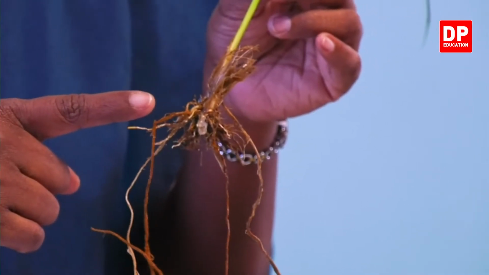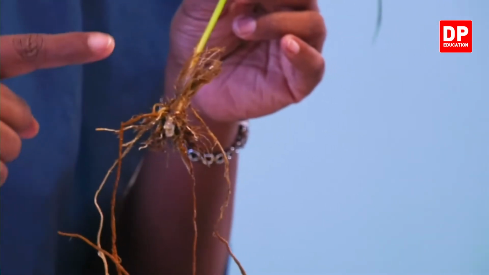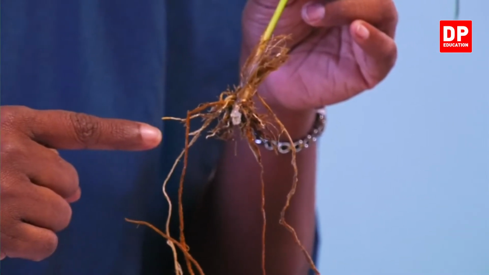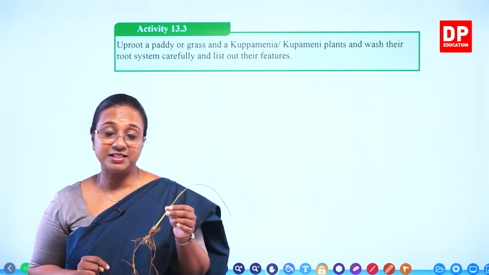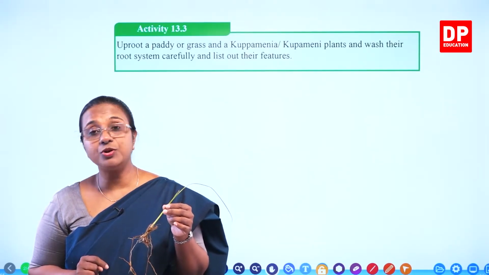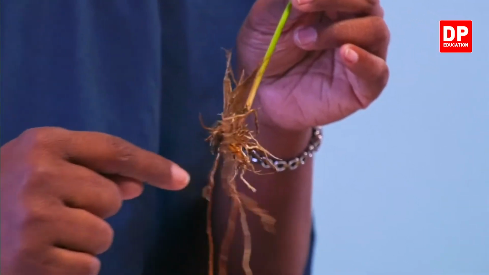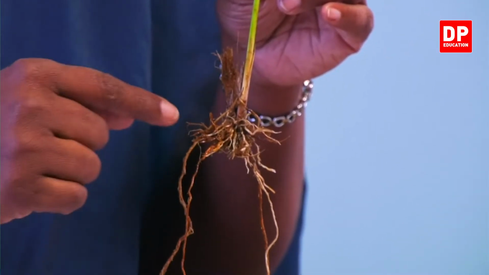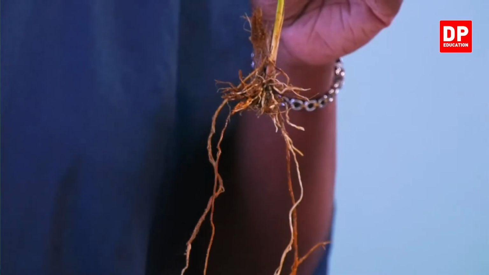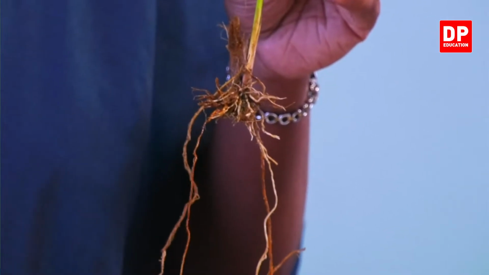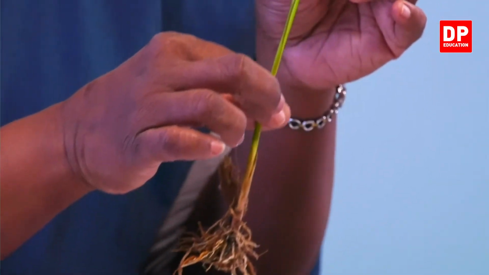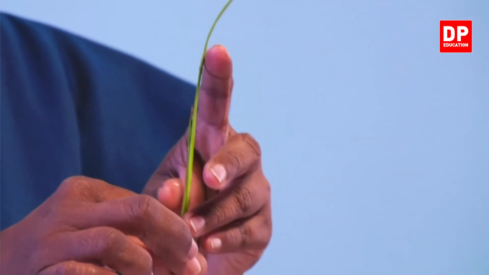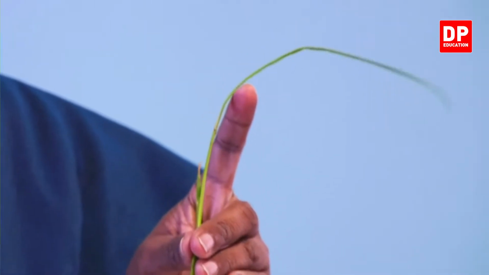Can you have a look at the roots here? What is the type of root? It is the fibrous root. You all can identify that. It does not have a tap root or lateral roots. All the roots here you can see are starting from the base of the stem. So it is the fibrous root. It is clearly visible. Then we have the stem and the leaf here. So here you can see there is no branching.